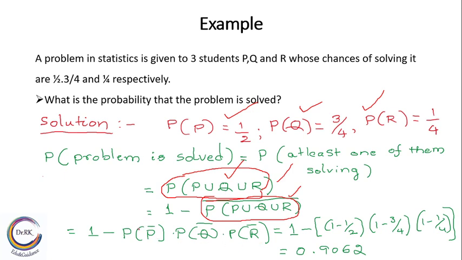Now P of P bar means the complement, so 1 minus 1 by 2, for Q 1 minus 3 by 4, and 1 minus 1 by 4. If you simplify, you will get 0.062. So this is another way of solving the problem. That's why in basic probability problems, we can have our own logic and our own way of understanding and solving the problem.